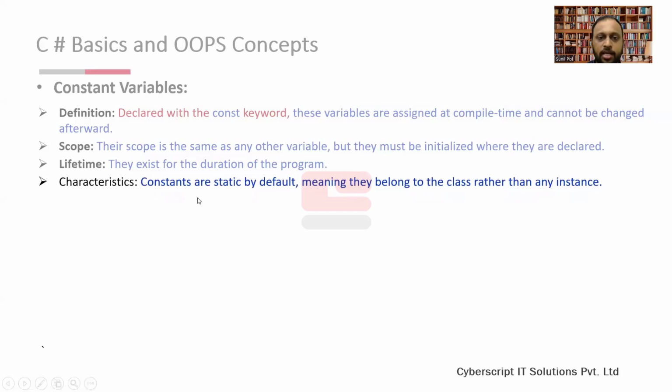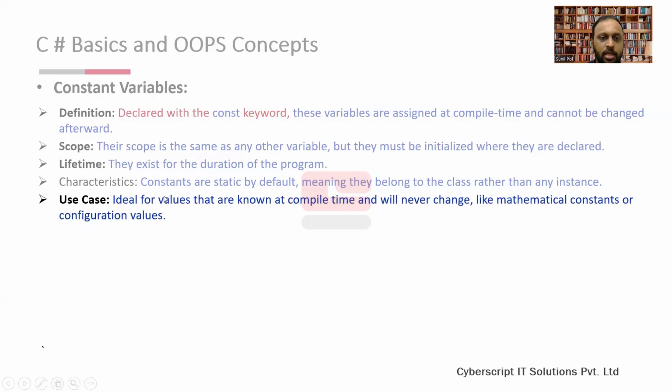Characteristics. Constants are static by default, meaning they belong to the class rather than any instance. So it is similar to static variable only. Use cases. Ideal for values that are known at compile time and will never change, like mathematical constants or configuration values. So the pi value is, as we are aware, 3.14 only throughout the application. So that variable should be a constant variable.